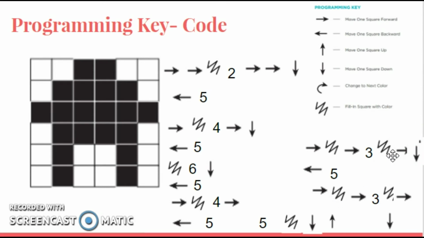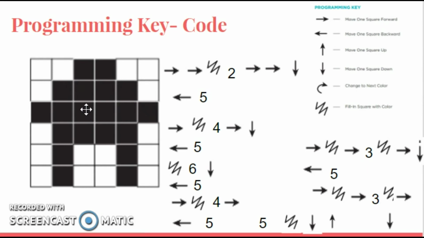Okay. So let me move that one over so we can still see that. Okay. So let's go through and make sure that we have everything. Okay. So we're going to start right here. So we're going to move forward, then we're going to fill in, move forward, fill in those two. Then move forward, then go down. Okay, so now we're down here. We're going to go back five, two, three, four, five. Okay, we're going to start here. We're going to move forward, and then we're going to fill in four. So one, two, three, four. Then we're going to move forward. Then we're going to go down.